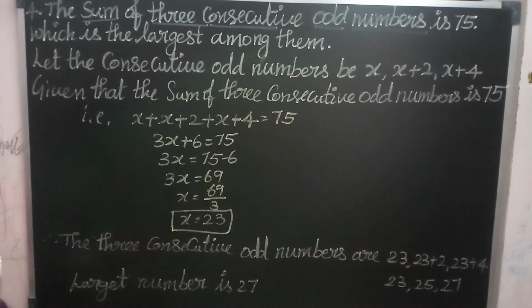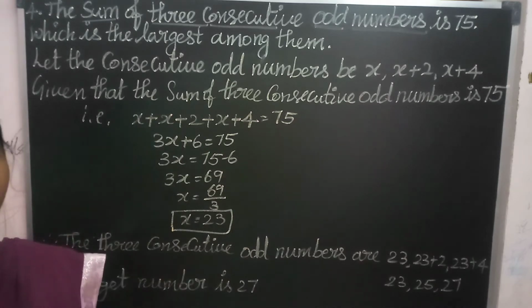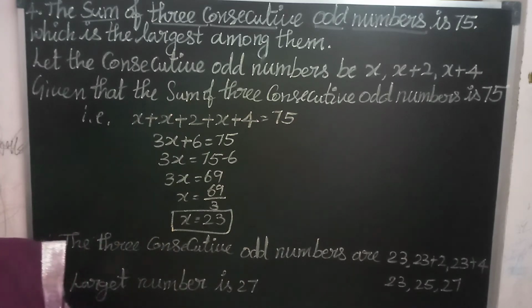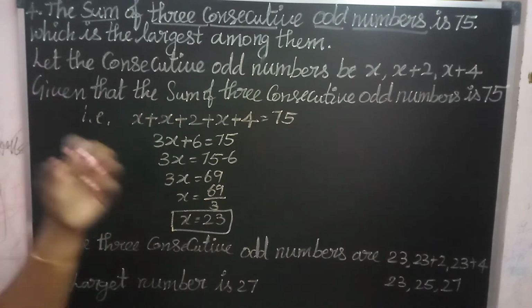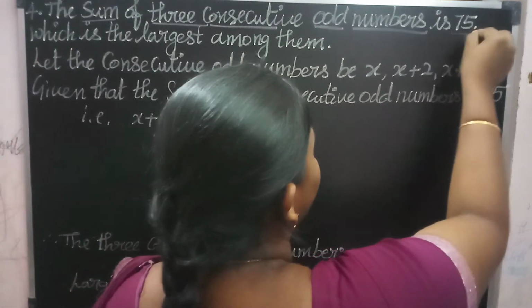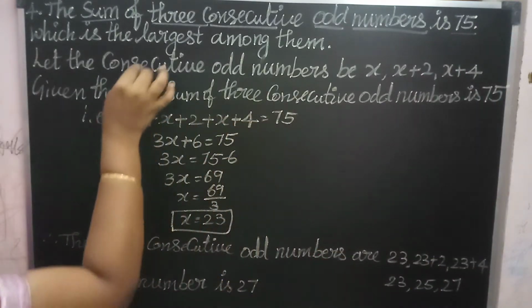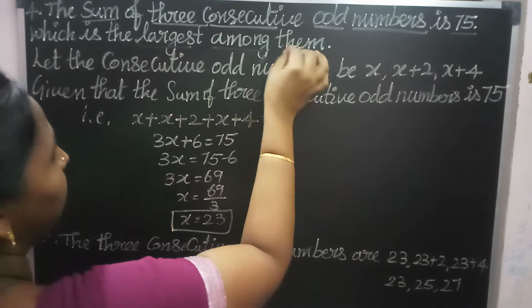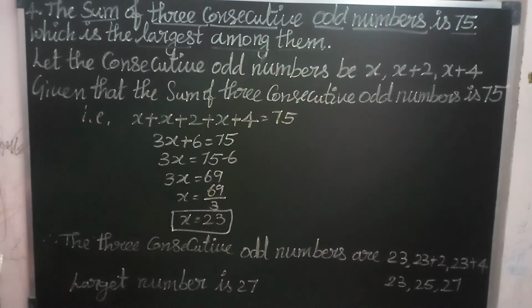Okay. So what are the odd numbers? 1, 3, 5, 7, 9, like that. Consecutive means if you take 1, then 1, 3, 5. If I take 5, then 5, 7, 9. Consecutive means next odd numbers. So if I add 3 consecutive odd numbers, I will get 75. Now I have to find which is the largest among them. Which one is larger? You have to find that larger number.